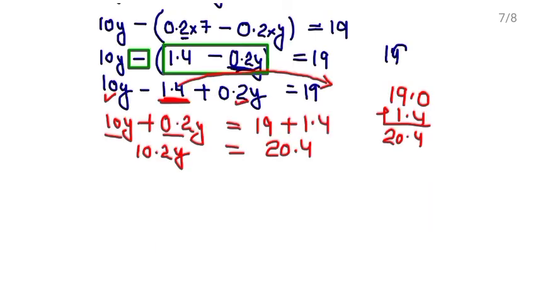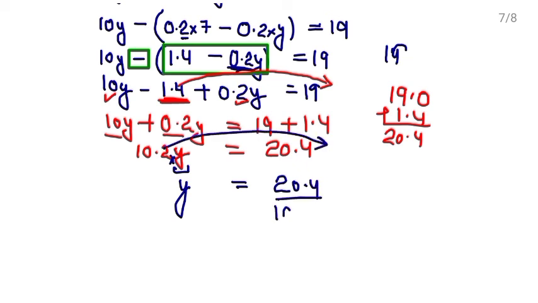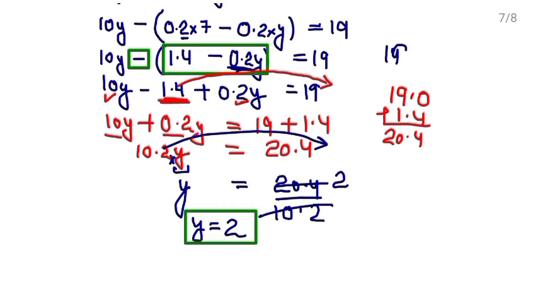Now 10.2y means 10.2 multiply y. So leave it alone because we want to find the value of this variable. 20.4. After moving to the other side, this will be in division. Division में लिखें या फ्रैक्शन में लिखें एक ही बात है. 10.2 2s are 20.4. So the value of y is 2. This is the solution of this given equation.